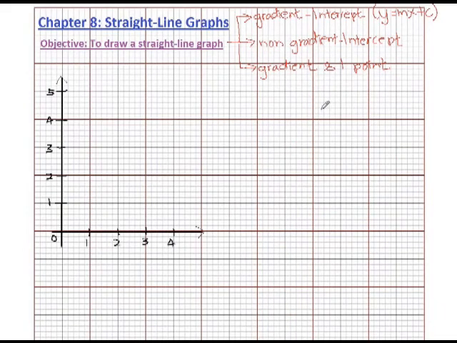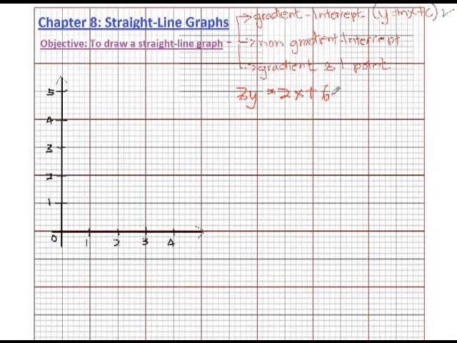Thank you. So far, we have learned how to draw a straight line graph when the equation is in gradient intercept form. In this video, we are going to learn how to draw a straight line graph when the straight line equation is not in gradient intercept form. For instance, we have this equation: 3y equals 2x plus 6. This is unfamiliar for us.